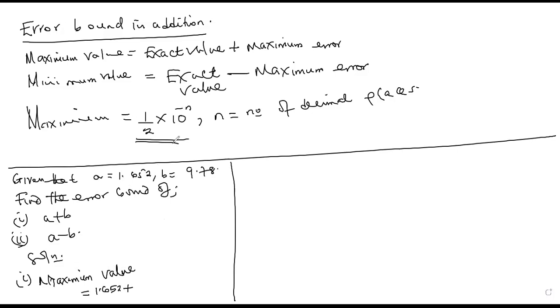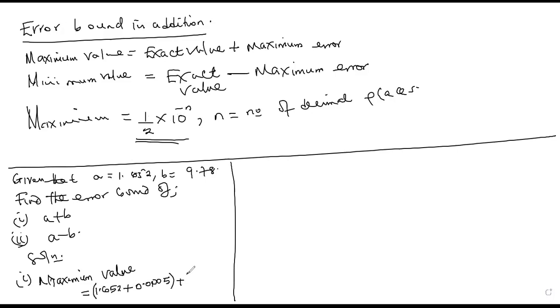Maximum error, one may not need to compute all this, it may be tedious. So just count the number of decimal places, 1, 2, 3. Those are 3 decimal places. So you say 0.000, then you put a 5, because it's a half of that. So we have 0, the number of decimal places, then a 5. That is for A, that is the maximum value for A.